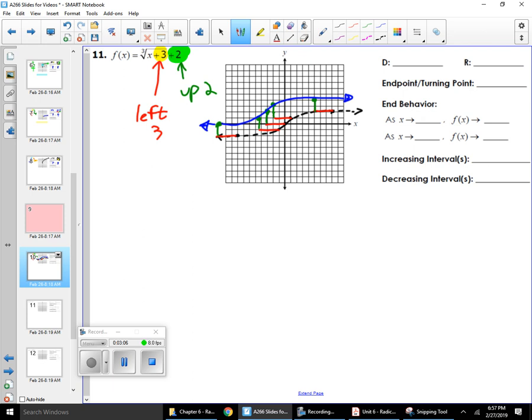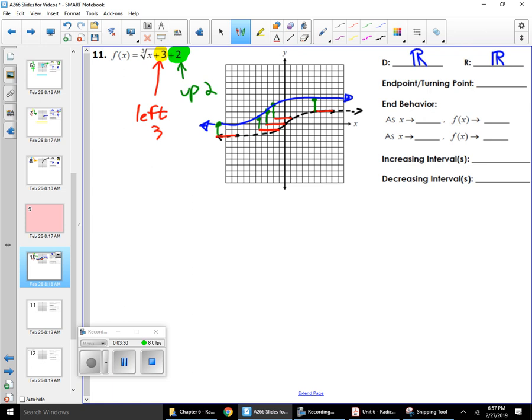So let's start talking about domain and range. Well, notice I have arrows on both sides. So my domain, my x values, it's everything. And guess what? So is my range. A cube root function will touch every single x and every single y on the coordinate plane. It'll just take a while to get there.